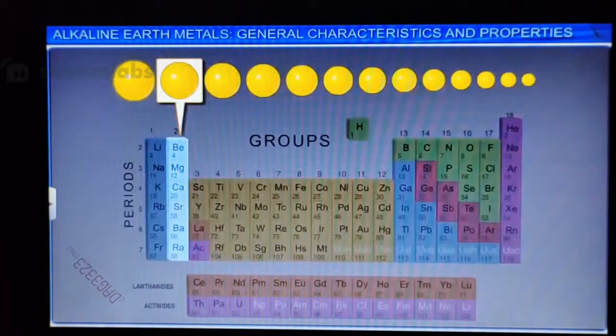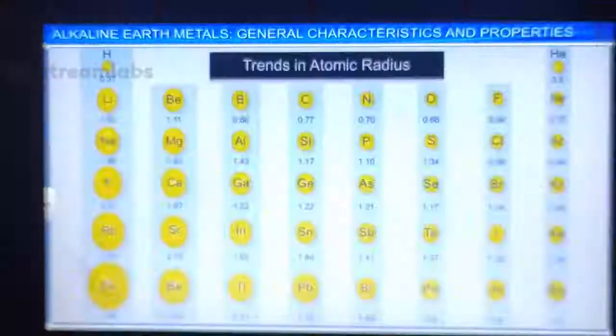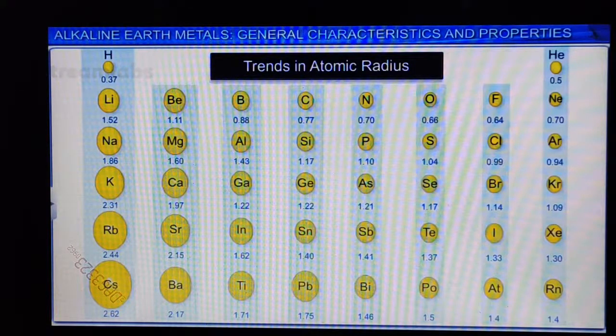So group 2 elements are smaller than group 1 elements but bigger than the other elements in the periodic table. If you want a view of the trend of the atomic size of group 1 and 2 elements, this is how it will look. ऐसे कुछ दिखेगा, sizes of the elements. A beautiful view. You can take a picture and take a printout and keep it in your room to understand the atomic sizes. You do not have to memorize any values, not needed at any point of time.